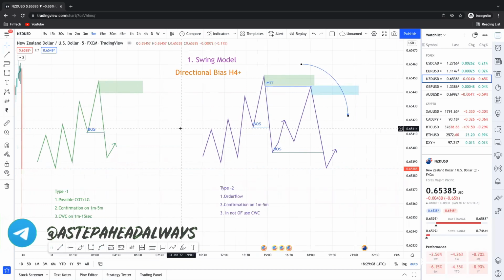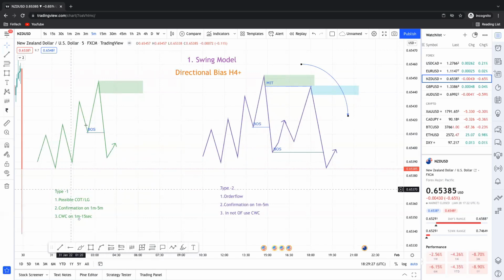Typically, this is what I look for in the market whenever I do my weekly forecast. We want to see this kind of setup on our chart, the type 1 in the swing model. I have plenty of examples of how the swing model looks in previous videos. You can go back and watch them after this video.